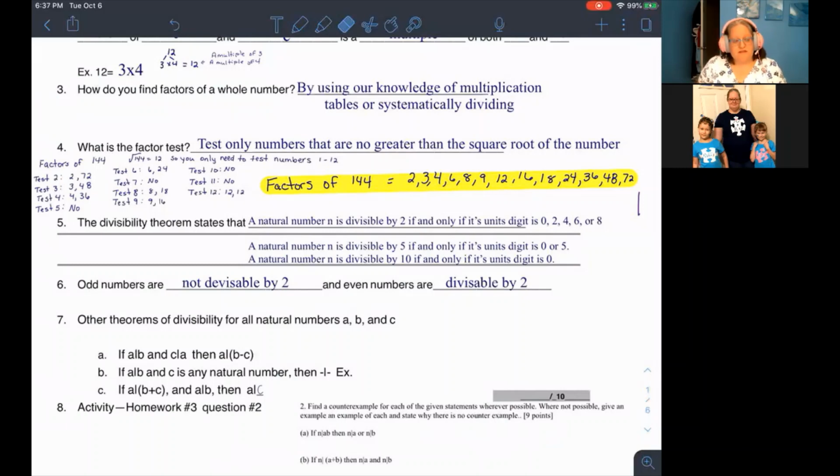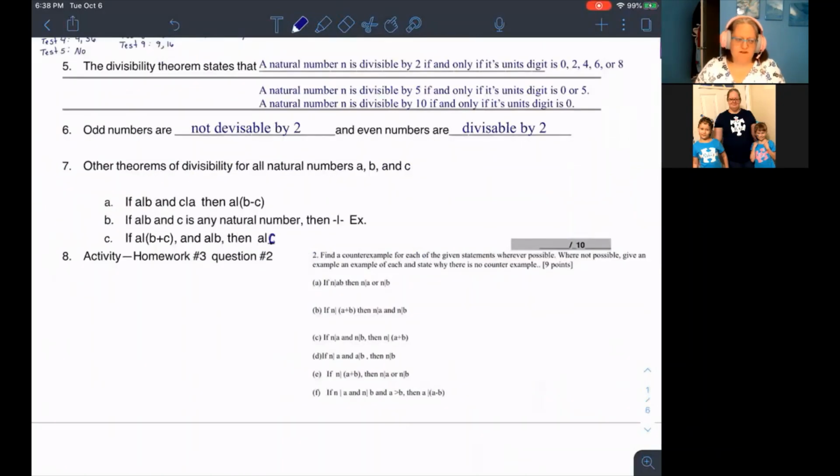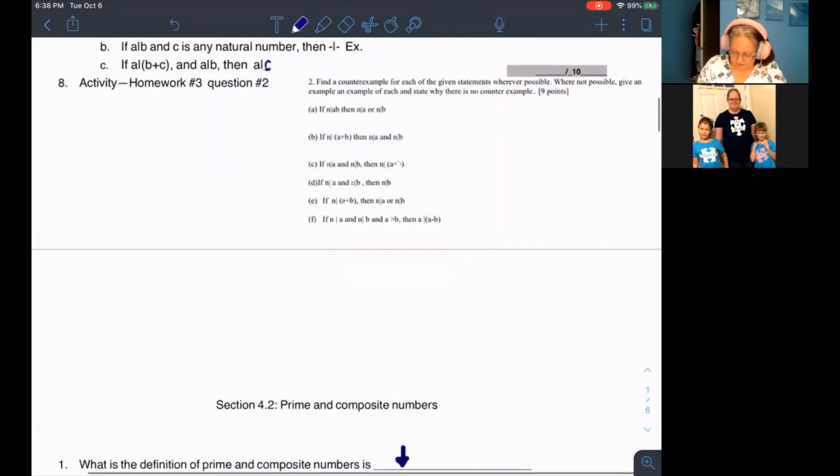So then we have number 6. Odd numbers are not divisible by 2, and even numbers are divisible by 2. I'm still iffy on number 7 and 8, so I'm not sure. I will add an insert into the video once I get a little bit more understanding on all of this.